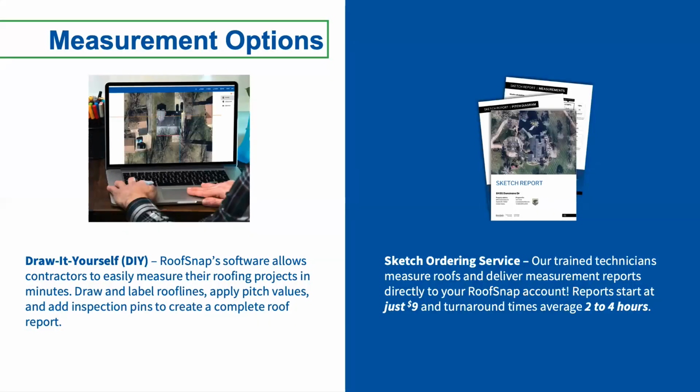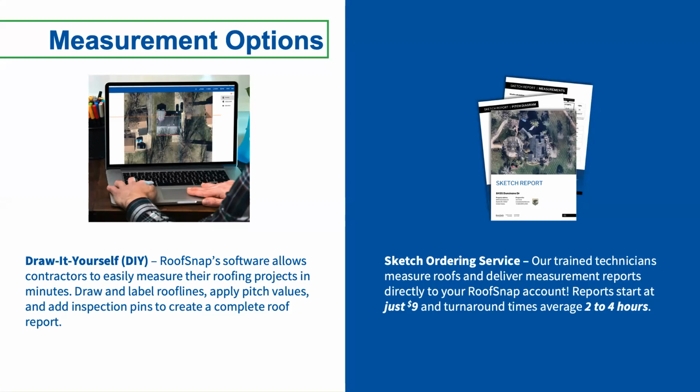Getting measurements in RoofSnap, there are two different ways that you can get measurements. We have a service where you can log in and send over the address that you want to be measured. Our trained technicians will take that address, draw the diagram in the app for you, and send those measurements and your project, that live amendable project, into your account within 2 to 4 hours. So we try to get it back to you as quickly as we possibly can.